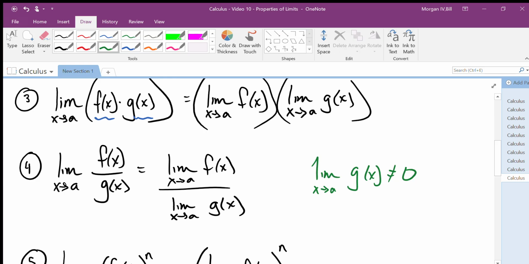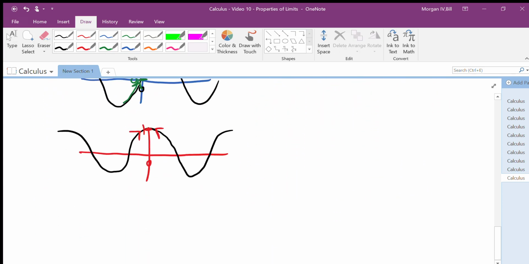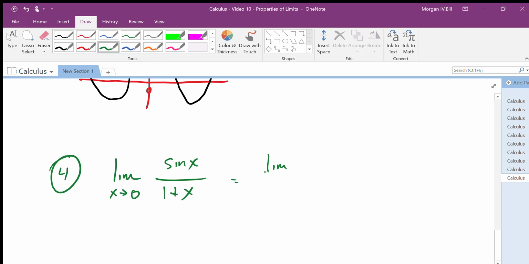But anyway, you can separate that, and that one's really helpful. If you have, I think that was number 4, the limit as x goes to 0 of sine of x over 1 plus x, and you had to evaluate all this together, it could be complicated. But what we can do is take the limit as x goes to 0 of sine x separately from the limit as x goes to 0 of 1 plus x.